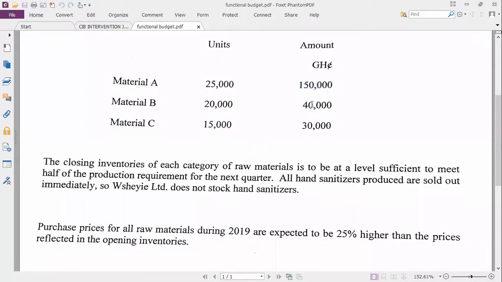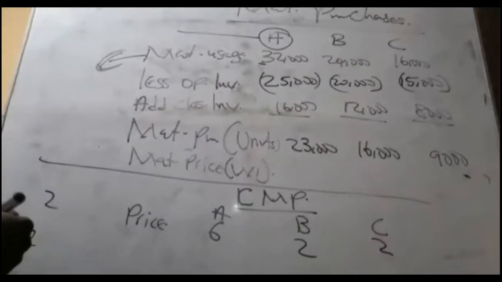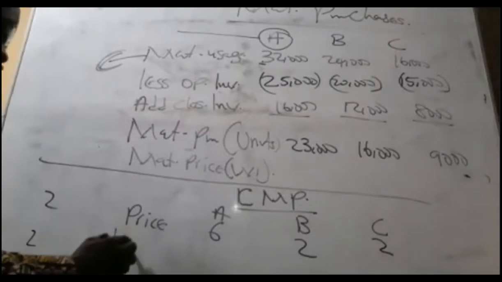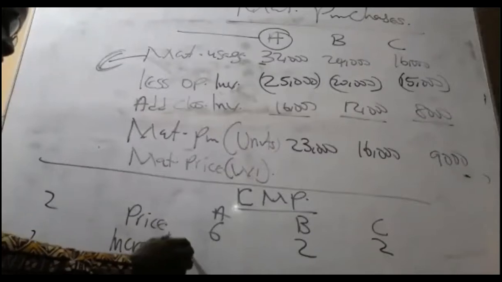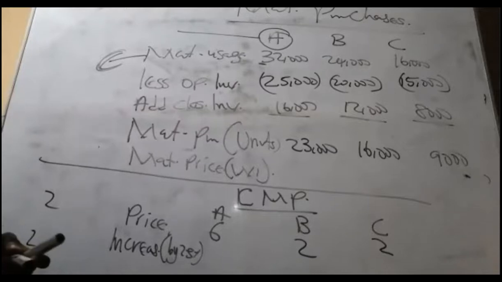For material B, that will be 40 divided by 20. So that's 2 cedis. And then 30 divided by 15, also 2 cedis, right? So the remaining ones are 2 cedis. So 2 cedis and 2 cedis. And they said we should increase it by 25%, so 25% higher. So increase all this by 25%.